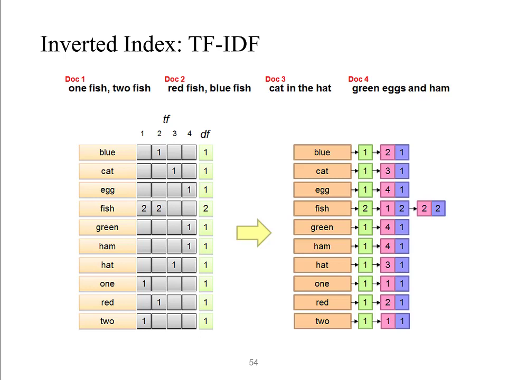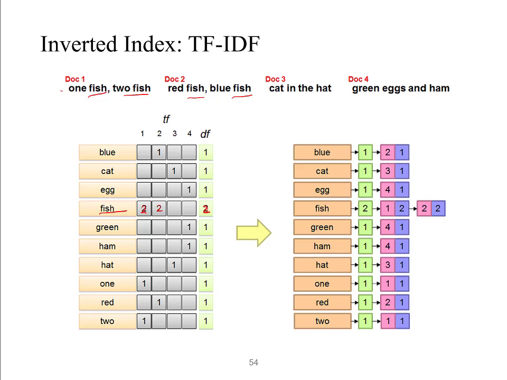And the left part is how we compute TF and DF, which is document frequency, within this matrix. So for example, fish appears 2 times in document 1, that's why here is a 2. It appears another 2 times in document 2, so here's 2 again. It appears in 2 documents, therefore this is a 2. And also for the other terms as well.